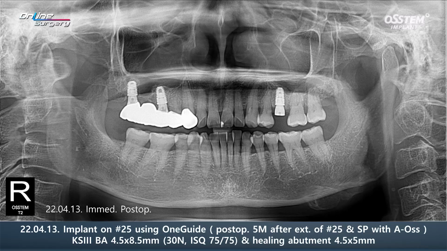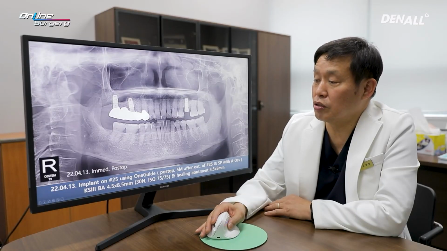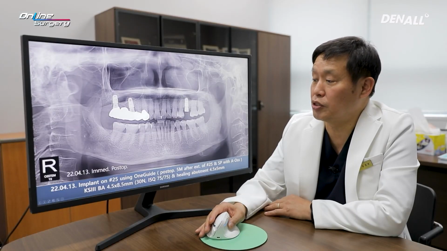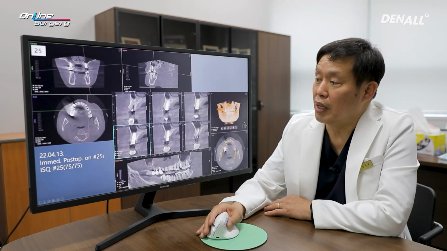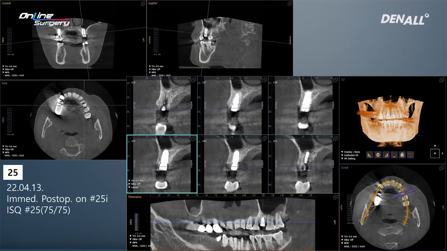This is immediate post-op. If you look at number 25, it has been placed nicely using one guide. It's been about 5 months since socket preservation. A KS3BA surface 4.5 by 8.5 millimeter implant was placed. Primary stability was over 36 Newton centimeter, and ISQ was 75 and 75. Surgery was completed after connecting the healing abutment.